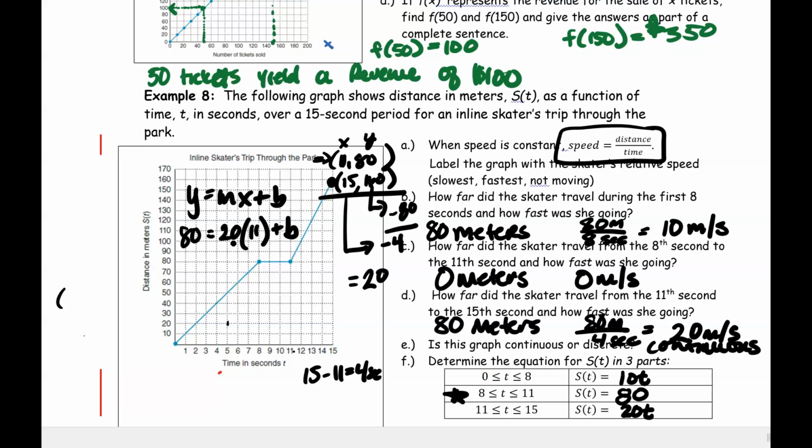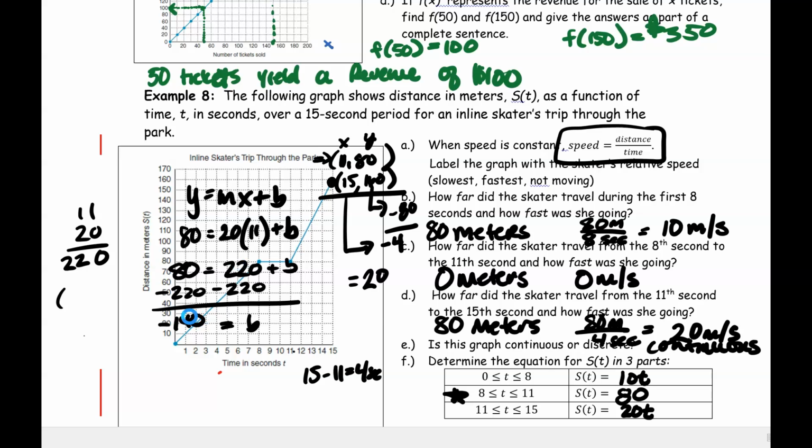So I'm going to do 20 times 11, and solve for b. I multiply those and get 220 plus b equals 80, and then I subtract 220 from both sides, and I get negative 140 for b. So my equation is going to be y equals 20x minus 140, but I don't want to use y and x. I'm going to use s of t equals 20t minus 140.